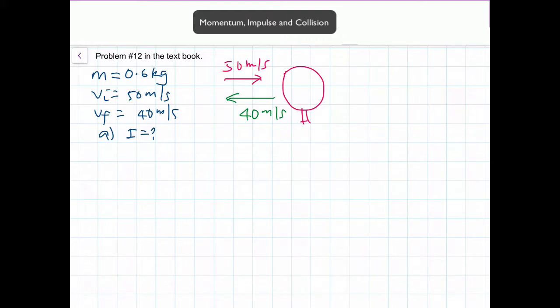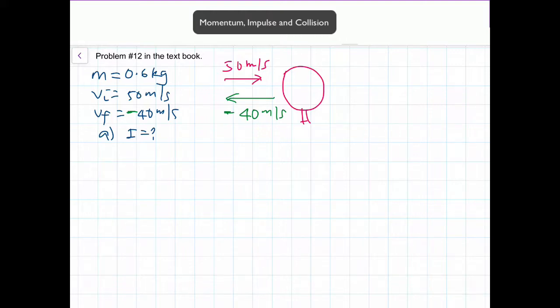Keep in mind, momentum is a vector quantity. As a result, we have to treat it accordingly. In this case, the velocity to the right is 50 meters per second, so I need to represent the 40 meters per second final velocity as negative, because it is moving in the opposite direction. The problem literally states the ball traveled in the opposite direction.